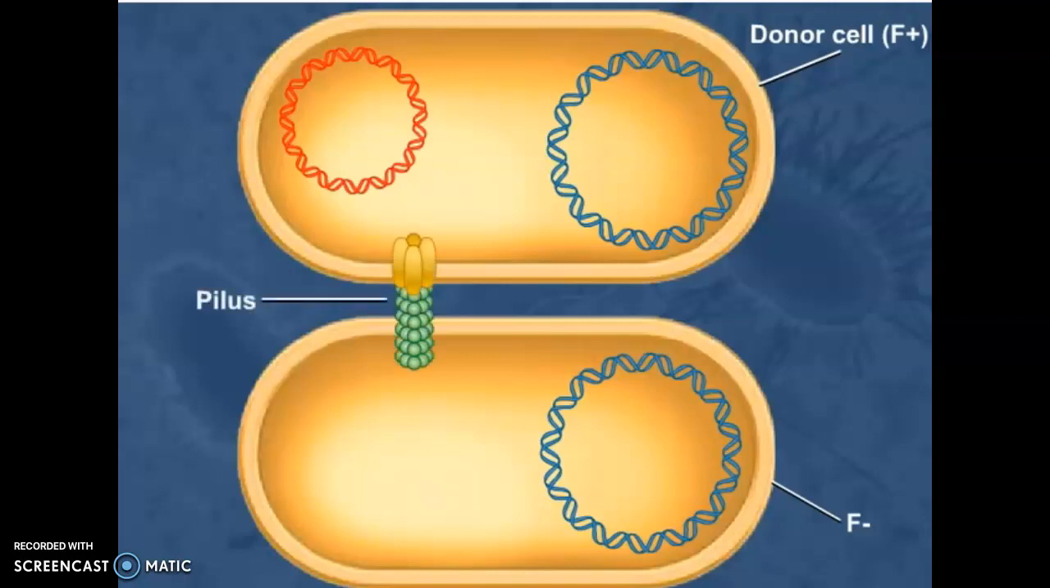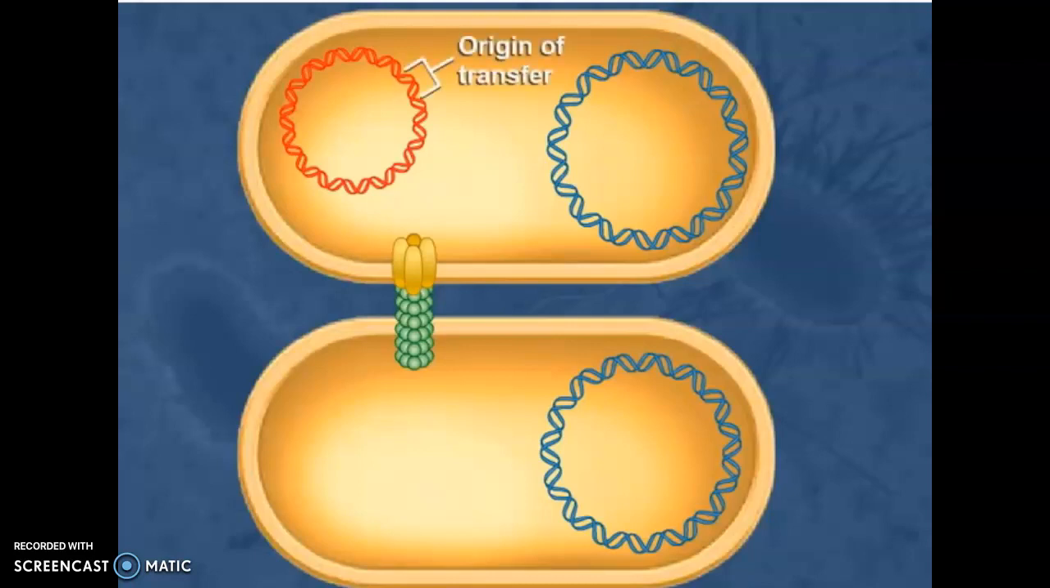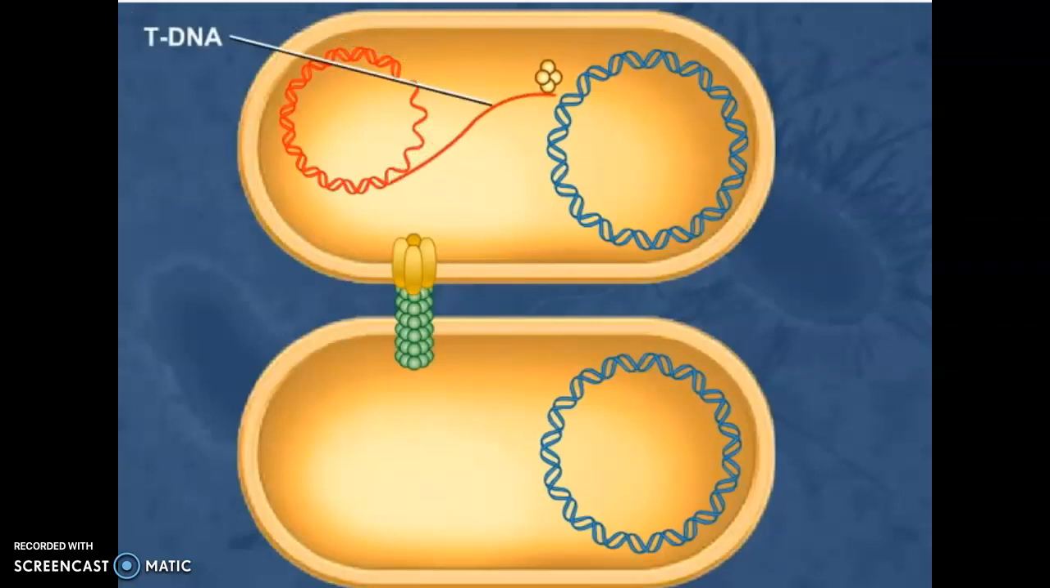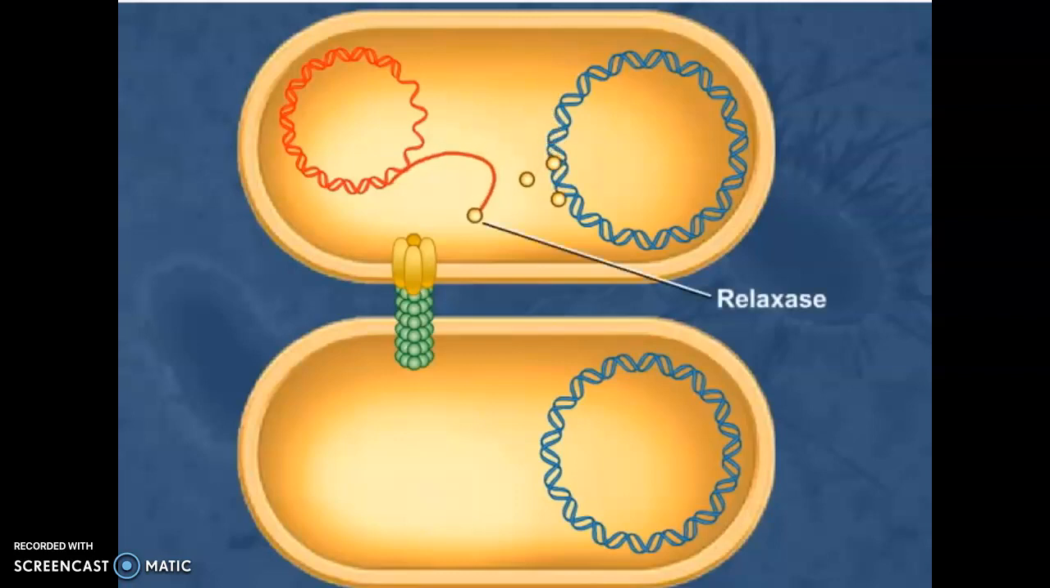And as I told you, only an F plus cell and an F minus cell can conjugate. Now the donor cell carrying the F plasmid or the F factor forms a structure called the pilus that connects with the recipient cell. To start the conjugation, the F factor is cut at a sequence called the origin of transfer by a protein assembly called the relaxosome. This complex associates with the strand to be transferred, the tDNA. The accessory proteins of the relaxosome are released while a protein called the relaxase remains attached to the tDNA.